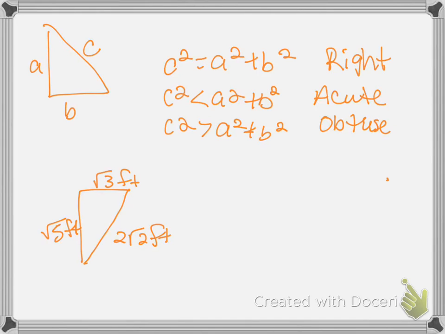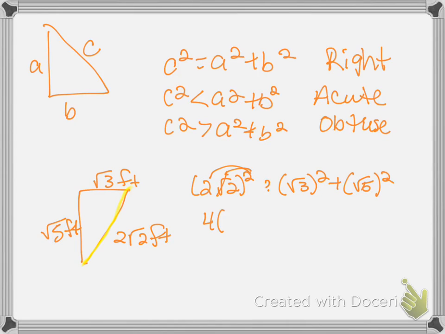So this right here is my hypotenuse. I'm going to set it up: 2 root 2 squared, and I'm going to compare it to root 3 squared plus root 5 squared. When you square 2 root 2, you square 2. 2 squared is 4. Root 2 squared, the root cancels, you're just left with 2. So that gives you 8. On this side, you're left with 3 plus 5, so that is also 8. Therefore, they are equal. It is a right triangle. If you are careful with this, you should be fine.